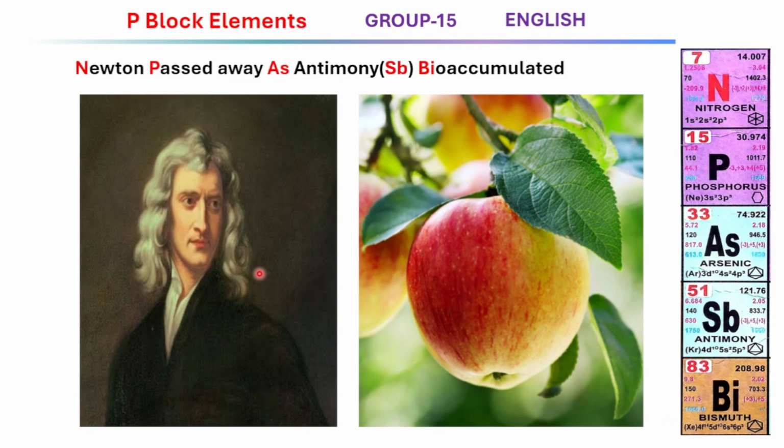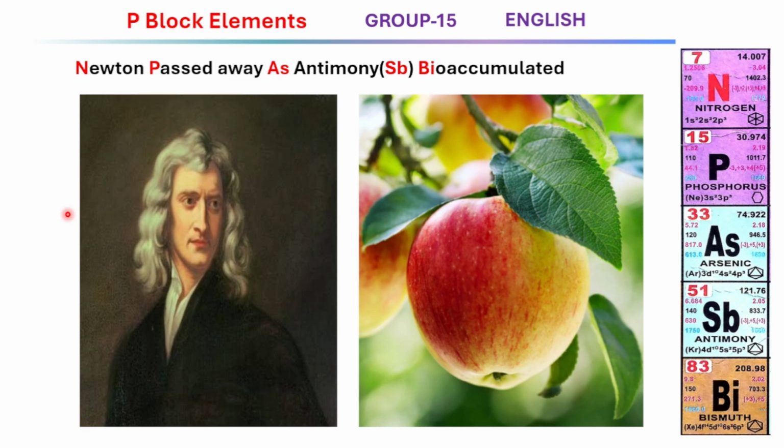Now this scientist, you already know, this is Newton, Sir Isaac Newton. So what happened? We all know that one apple fell down from a tree and hit his head. So that's how he started thinking about why the apple always comes down and doesn't go up. And slowly he invented gravity.